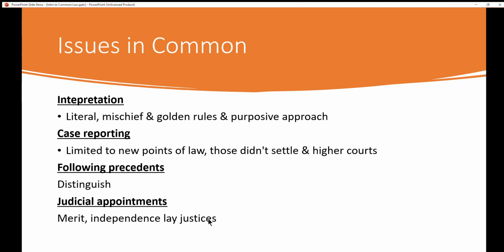But this lay justice is very good because some lawyers are very good lawyers, but to become a judge, your salary will go down a lot. So at least it helps you to contribute back to society.